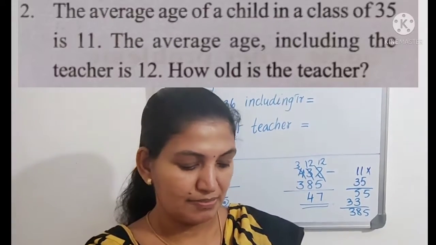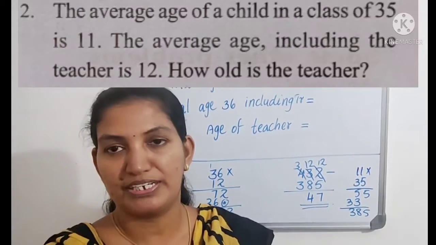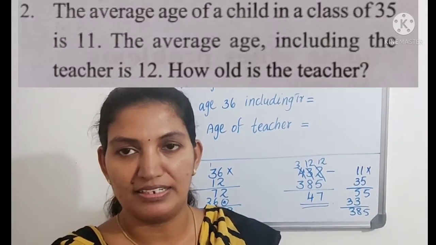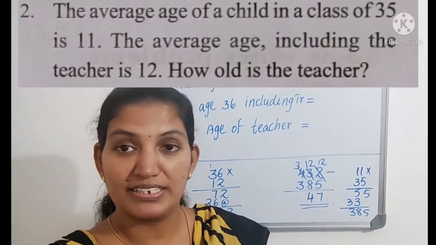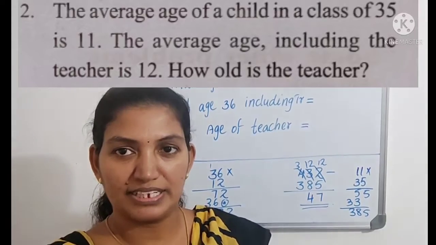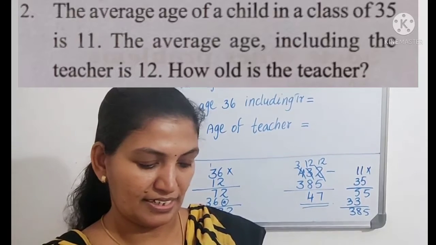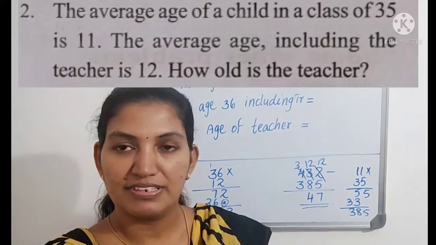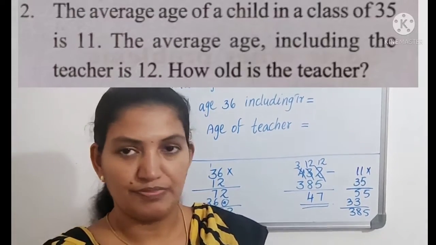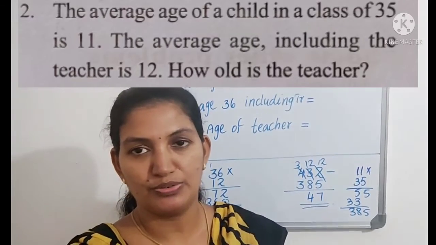So our question is, the average age of 35 children in the class is 11. Next, the average age of 36, that means including the teacher, 35 plus 1, that is 36. So that is teacher and children. Then the average is given as 12. Then we have to find the age of the teacher.